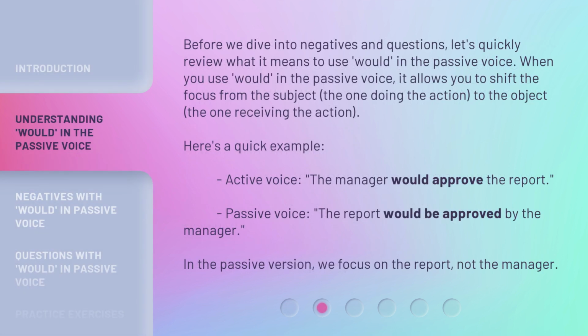Before we dive into negatives and questions, let's quickly review what it means to use would in the passive voice. When you use would in the passive voice, it allows you to shift the focus from the subject, the one doing the action, to the object, the one receiving the action. Here's a quick example. Active voice. The manager would approve the report. Passive voice. The report would be approved by the manager. In the passive version, we focus on the report, not the manager.